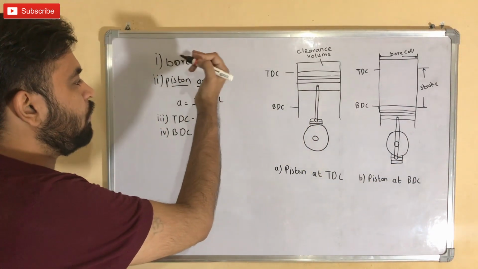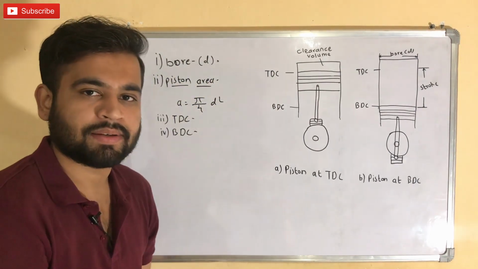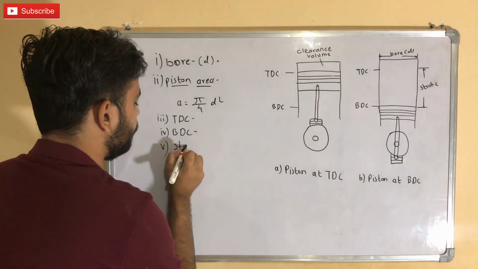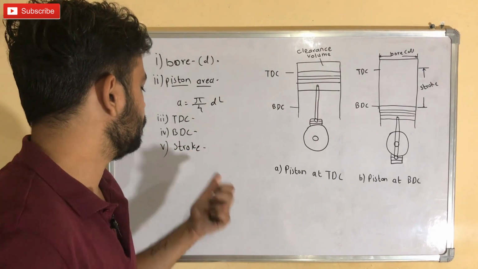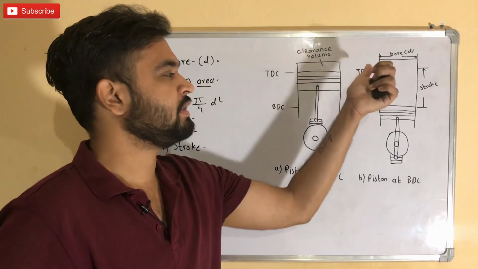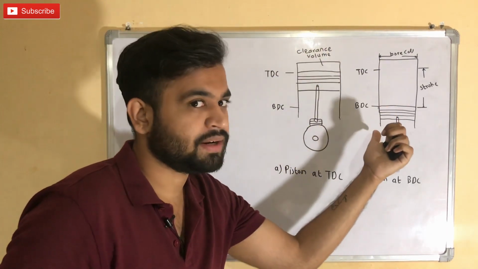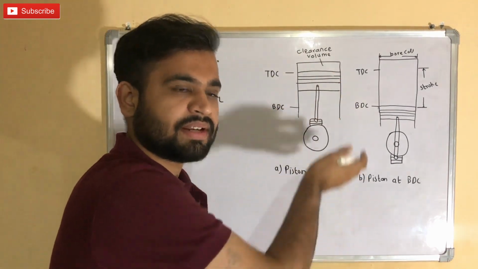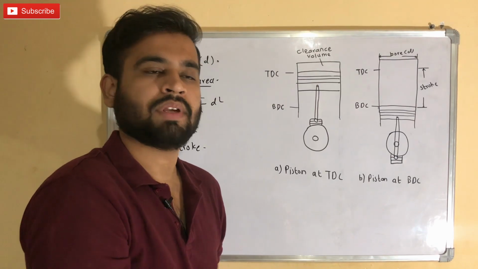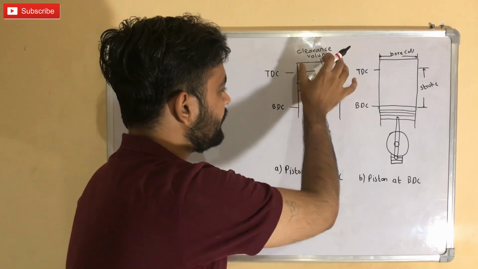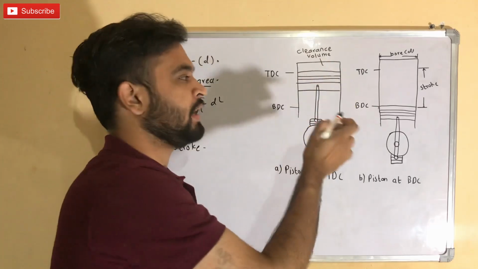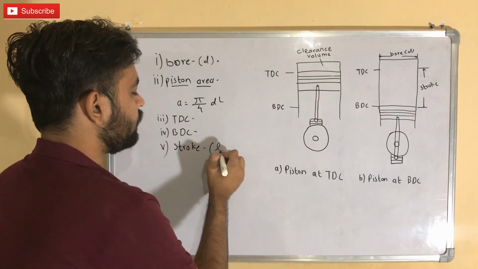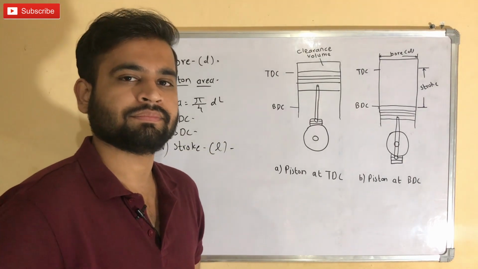So far we have covered bore, piston area, TDC and BDC. The next topic is very important, which is stroke. The stroke is nothing but the distance between top dead center and bottom dead center. Stroke is the distance in which the piston reciprocates inside the cylinder. So the piston travels from TDC to BDC and again BDC to TDC. This distance is known as stroke. We will denote stroke by the letter L.